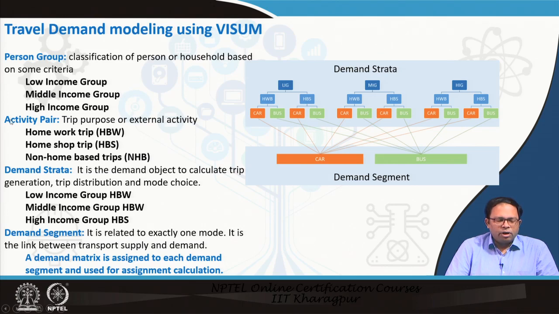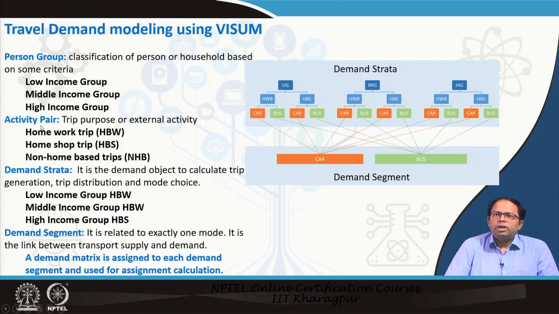And then we have got activity pairs. This is something synonymous with trip purpose or external activity. So, it is called activity pair in this particular software. We can have home based walk trip, home based shopping trips, non home based trips, and so on. Then we have something called demand strata, which is a demand object to calculate trip generation, trip distribution, and mode choice, and that is done for each group and each activity pair.